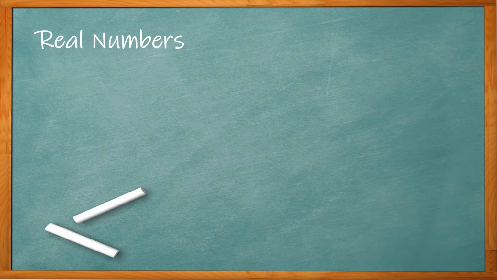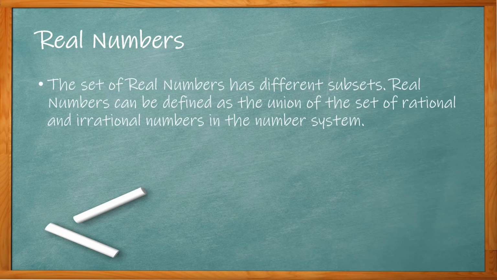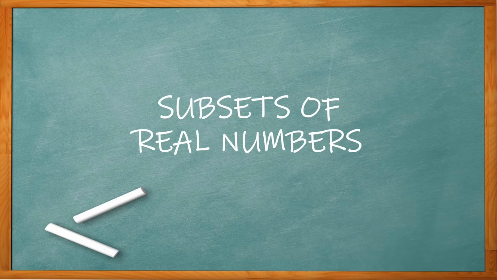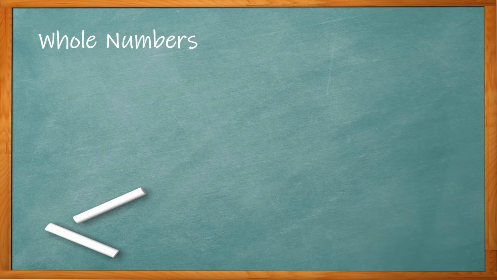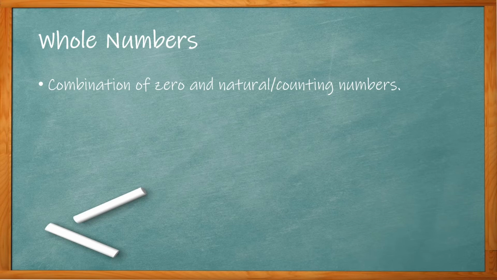Let us now have the real numbers. The set of real numbers has different subsets. Real numbers can be defined as the union of the set of rational and irrational numbers in the number system. Subsets of real numbers. Under subsets of real numbers, we have natural numbers. These are numbers you've first learned. It can be called counting numbers or positive numbers. Examples are 1, 2, 3, 4, and so on. Next is whole numbers. Whole numbers are a combination of zero and natural or counting numbers. For example, 0, 1, 2, 3, and so on.